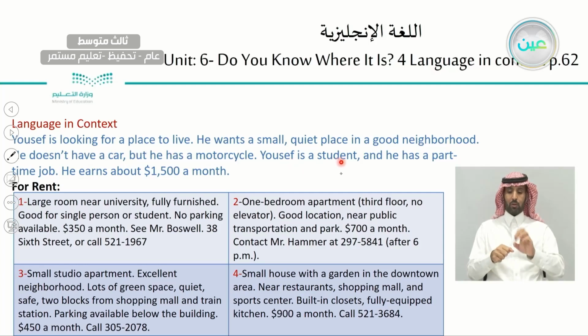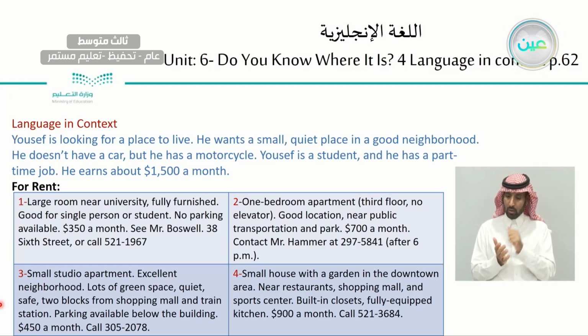Yusuf is a student and he has a part-time job. He earns about 1,500 a month. This is his salary and he has a motorcycle. He is looking for a place to rent. So he is looking for advertisements, for ads. He found these 4, okay?